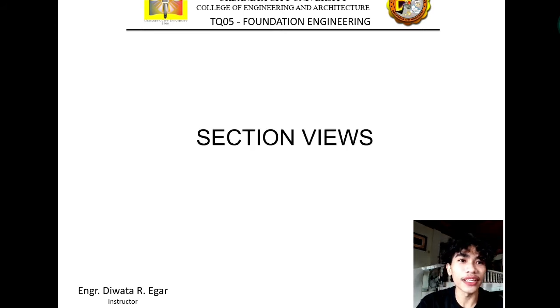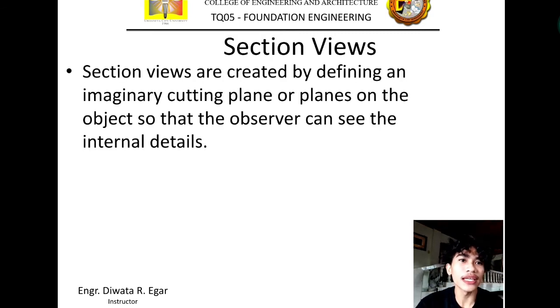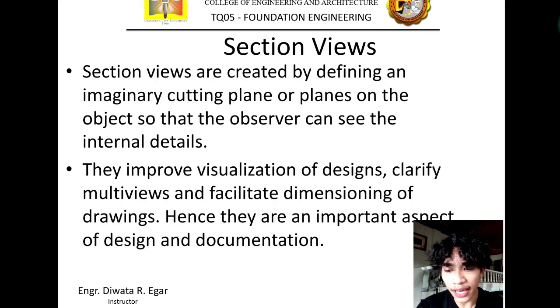And then the next one is the section views. When we say section views, it is created by defining an imaginary cutting plane or planes on the object so that the observer can see the internal details. It is just like a floor plan. It's just that a floor plan is horizontally viewed, unlike the section views, which are vertically viewed.